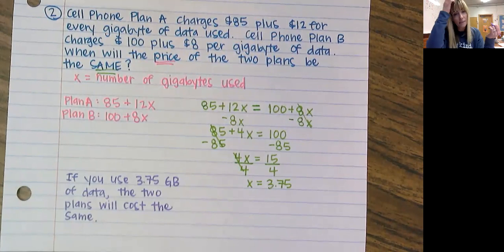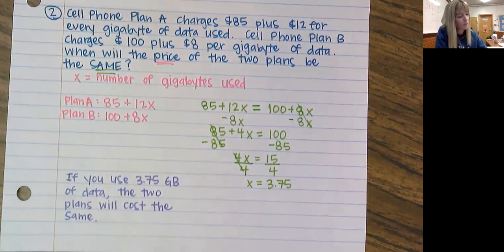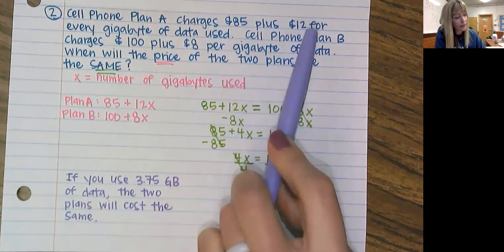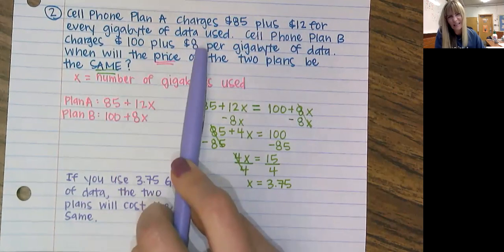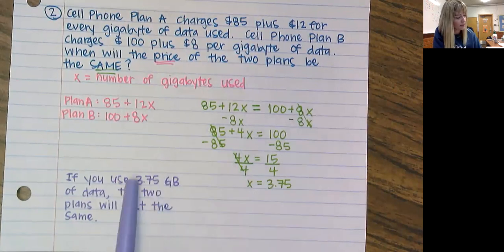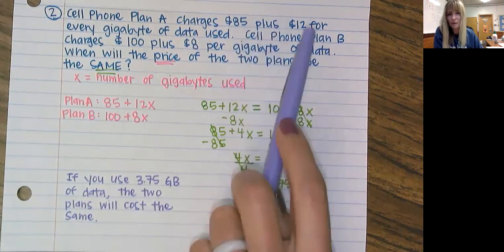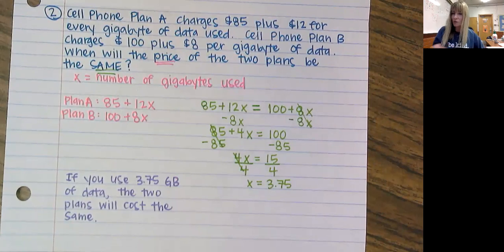Well, if you have some idea of how much data you use every month, then it can help you choose which plan to go with. Because this one's certainly cheaper for the month, but it charges more per gig. And this one's a little more expensive, but charges less per gig. So that now you have an idea. If you use less than 3.75 gigs per month, you should go with the one that's a little cheaper, but more expensive per gig. If you use more than that, then you should switch your plan. So this is just a great decision-making tactic.